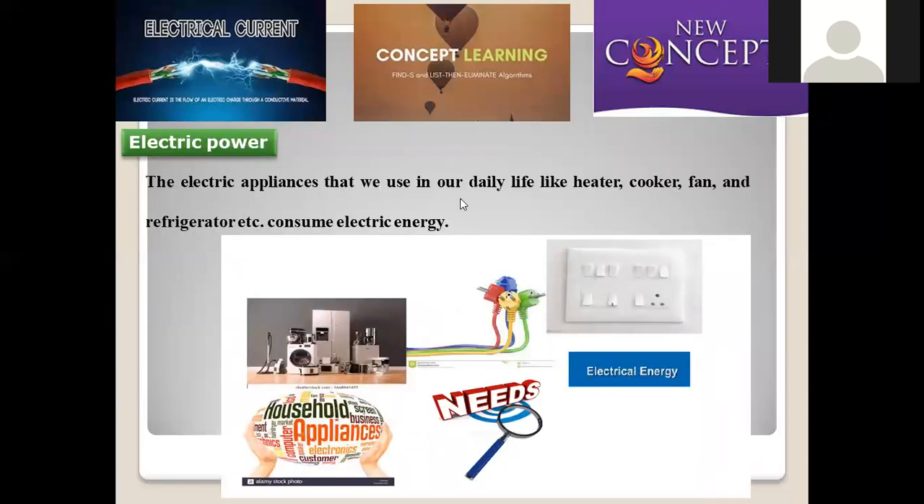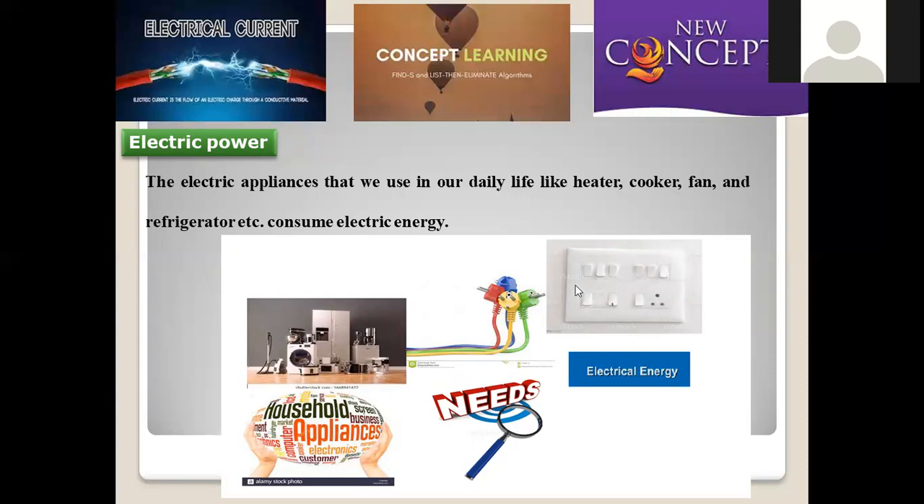Now, electrical appliances that we use in our daily life, like a heater, cooker, fan and a refrigerator, consume electrical current. The appliances which we are using at our household to ease our livelihood. We are using so many electronic gadgets at our household because they give convenience to us. All these which are driven by the electricity are said to be household electronic appliances.